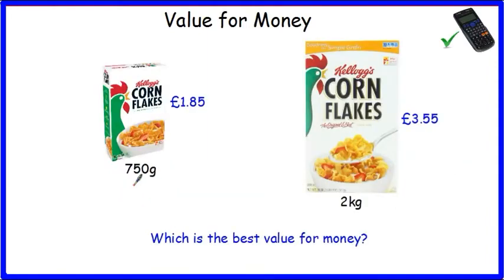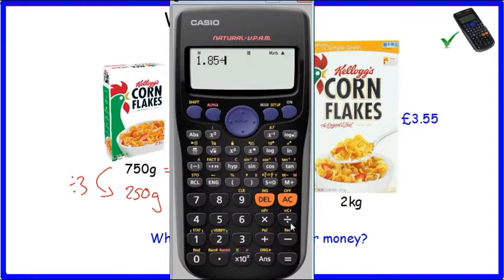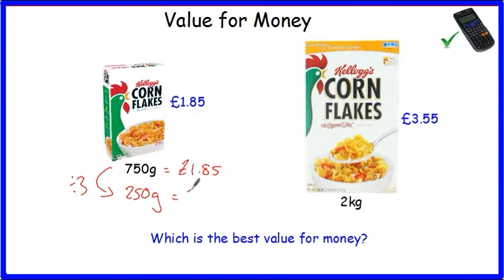Okay, my last example will be cornflakes. So I've got 750 grams and I've got 2 kilograms. Now, I'm not going to bring it all the way down to 1 gram. I want to do this instead. I want to pick 250 grams. So I've got £1.85. Now, 250 grams is divided by 3. Again, there's so many ways I can do this, but 185 divided by 3 is 61.6 pence.